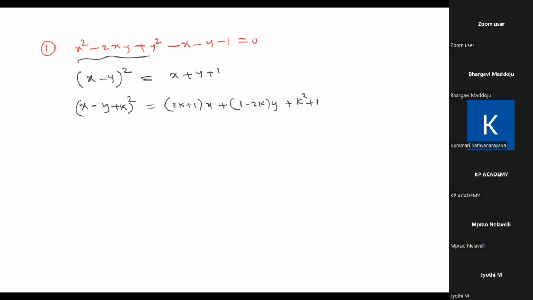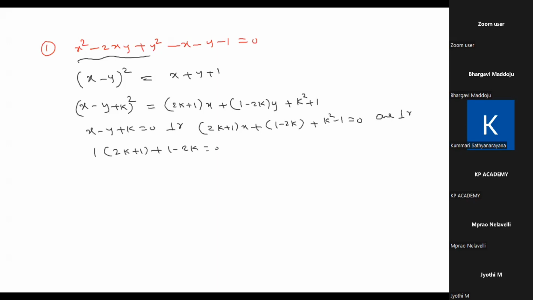So here, how to find k? x minus y plus k equals 0 is perpendicular to (2k plus 1)x plus (1 minus 2k)y plus k square minus 1 equals 0, right? They are perpendicular, so a1 a2 plus b1 b2 equals 0. That is 1 into (2k plus 1) plus (1 minus 2k) equals 0, because a1 a2 plus b1 b2. That means it is already in standard form, right? So 2k will not be 0, you can write in the standard form. So k will be what?